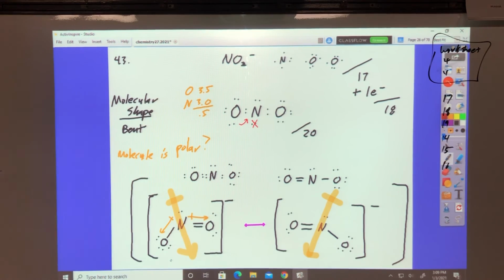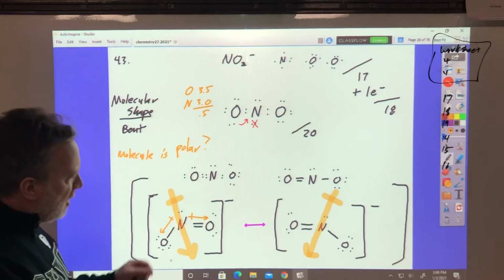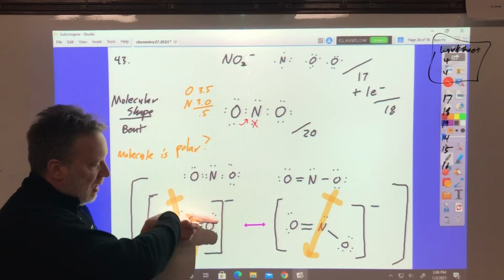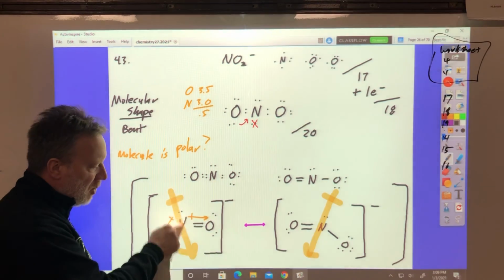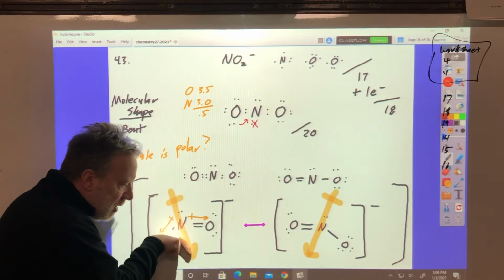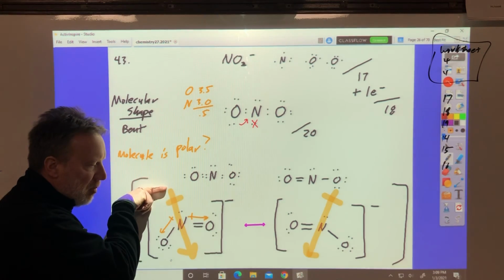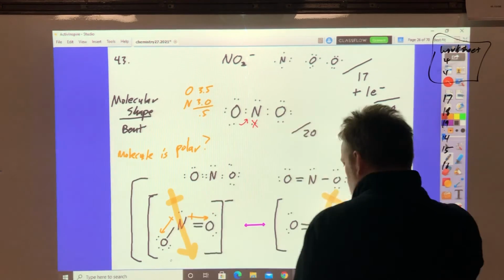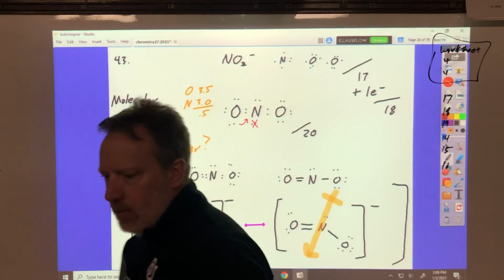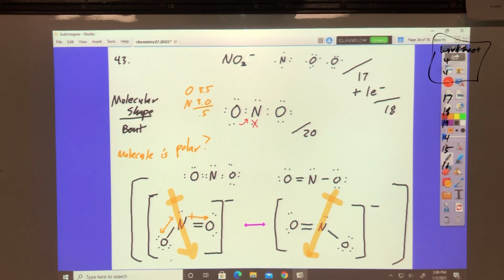Molecular shape is bent. Is this molecule polar? Yes, because this one isn't opposite this one. They're at angles. And so those vectors are going to resolve out to where you have an overall vector dipole with a positive side here to a negative side there, a positive side here to a negative side here. And so that has a dipole either way.